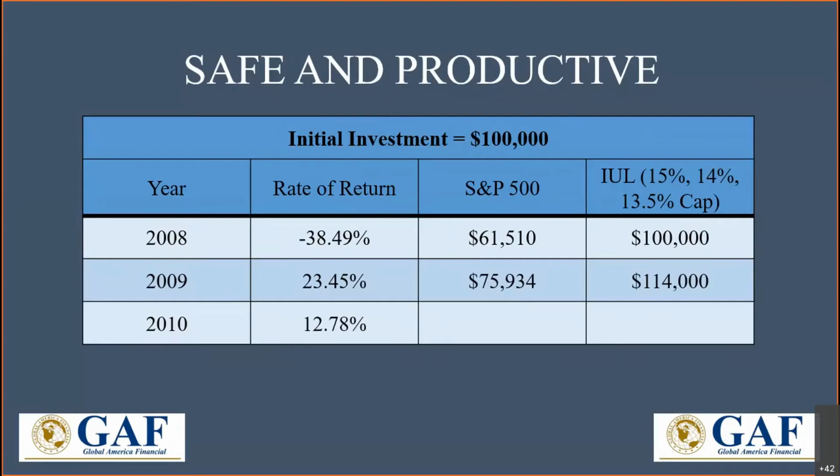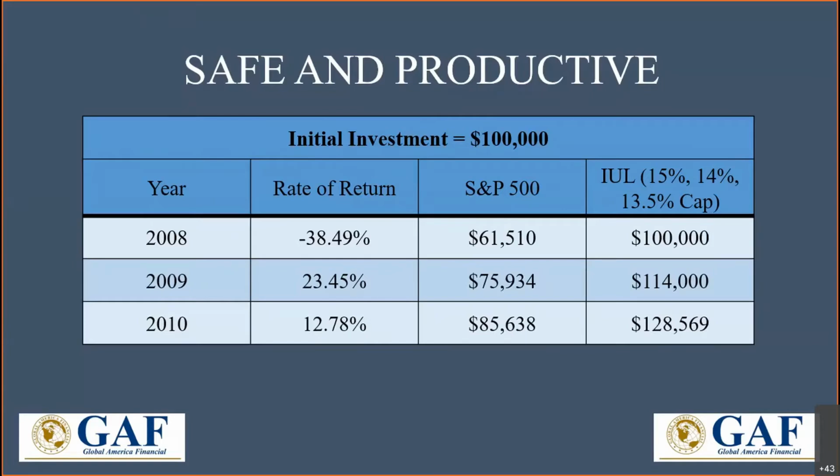Let's go one more year, 2010. The market went up 12.78%. If you're in the stock market, you get 12.78% on the $75,000, so you're now at $85,000 from your initial $100,000. You're still $15,000 below where you started 3 years ago. With the IUL at that time, the caps were at 13.5, so the 12.7 falls under 13.5. You get 12.7%, and now your account sits at $128,000 in your IUL.